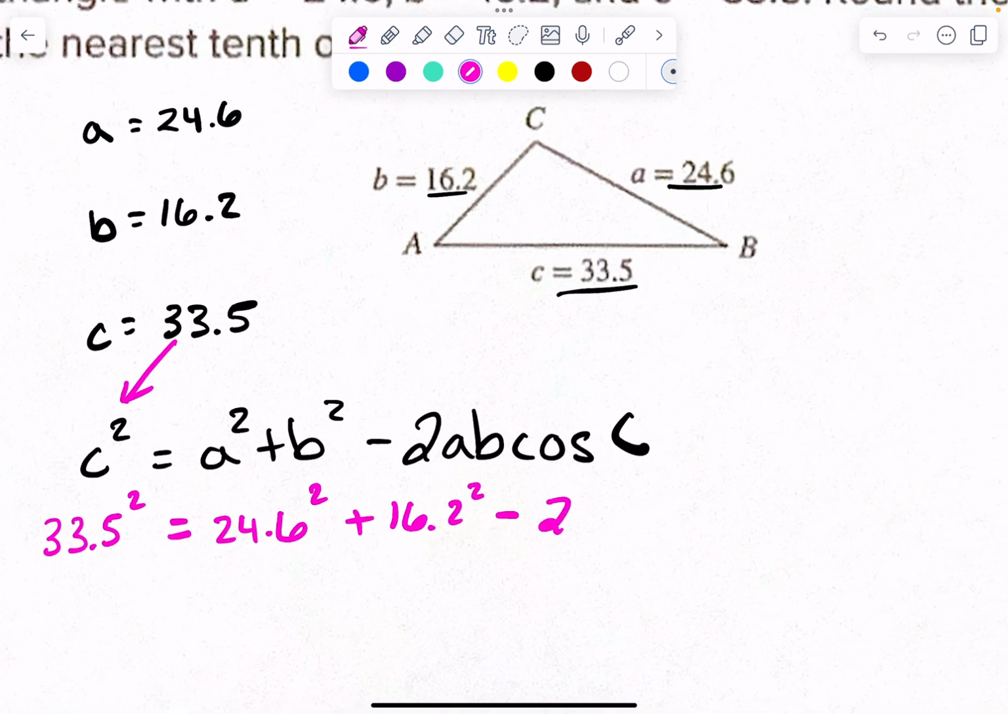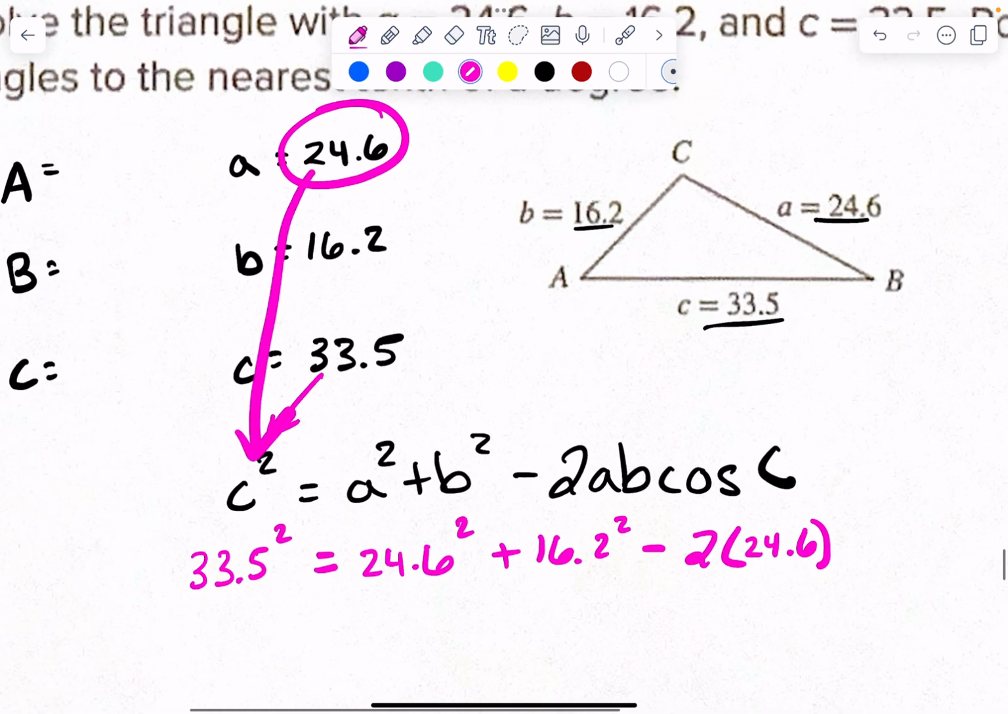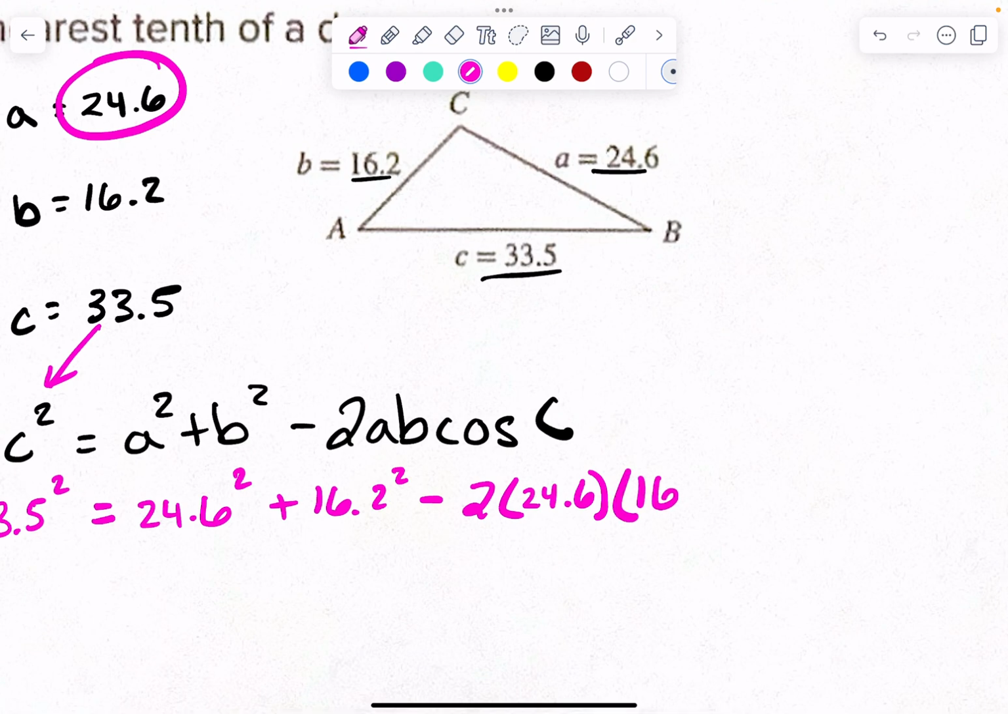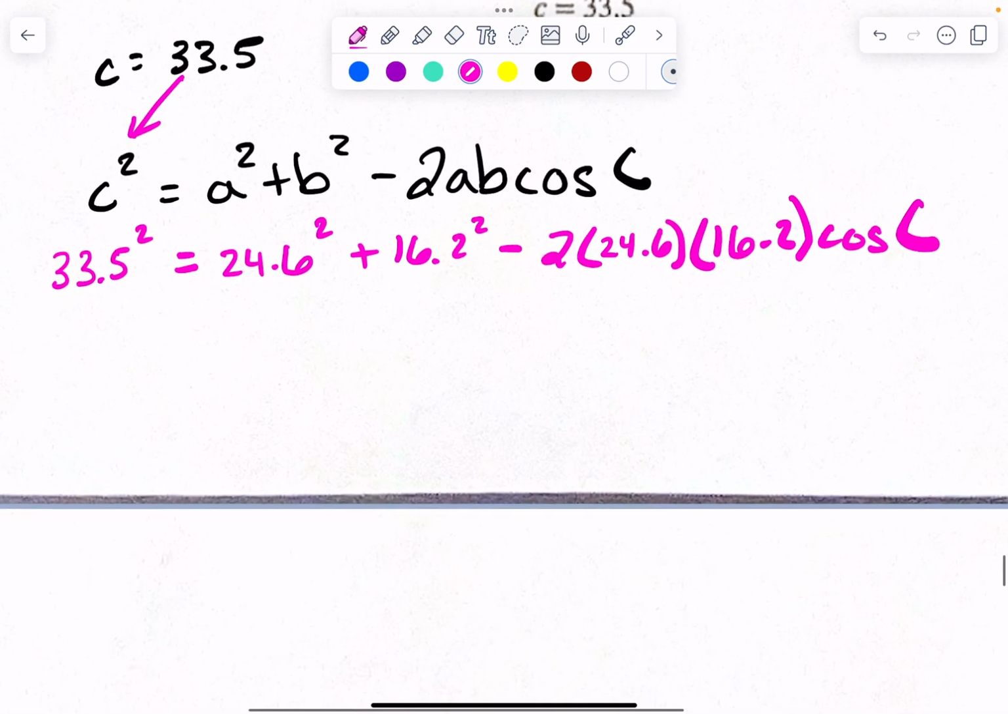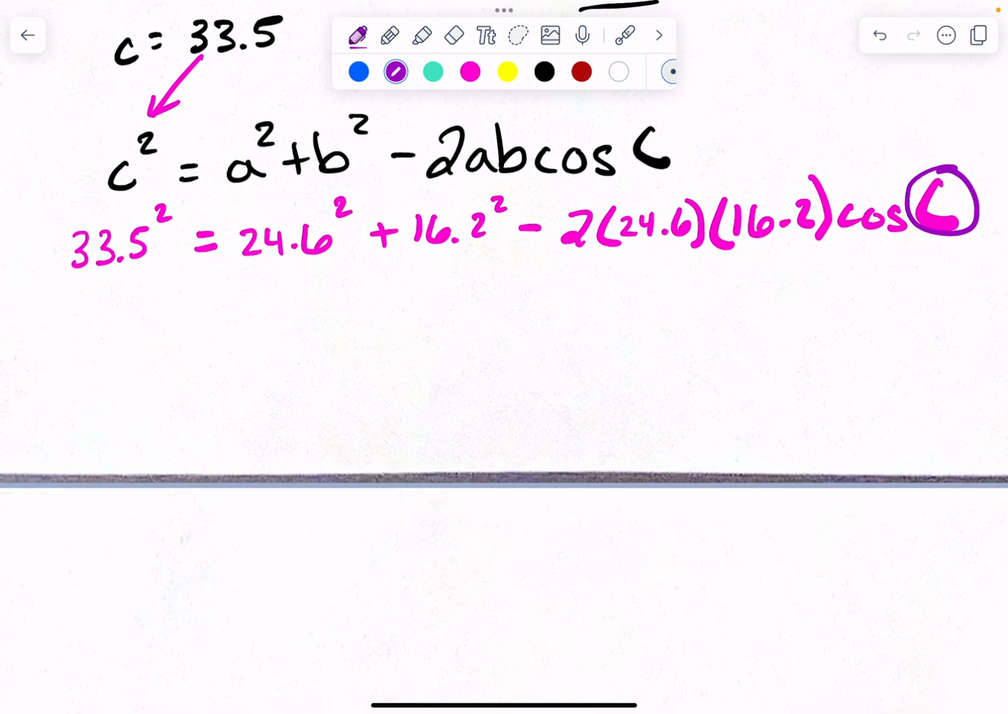If you wanted to solve for capital A first, it doesn't matter. Just if you were solving for capital A, this guy would have to go in this spot, right? And then your other two sides go in a different spot, whatever. And then cosine of capital C. Okay, now this is a little bit different because you're solving for this angle over here, all right? Now, I am going to do this. 33.5 is something. I'll write this all out for you, and then you guys can decide what shortcuts you want to take.